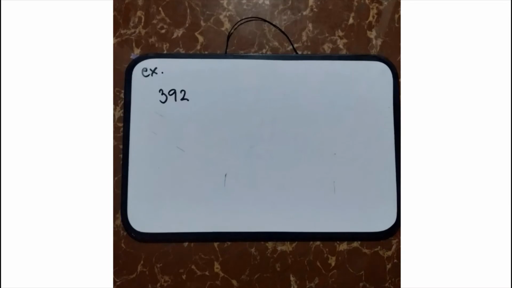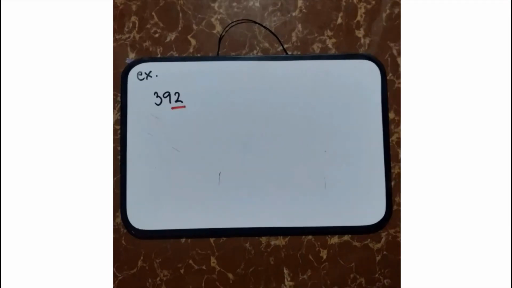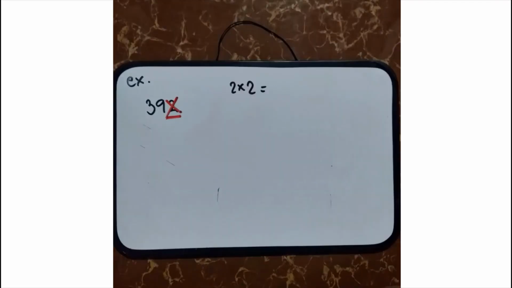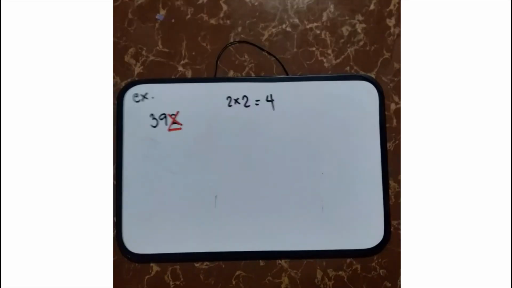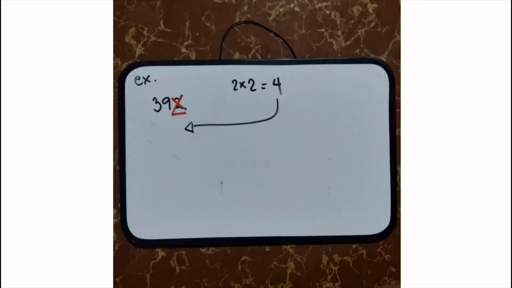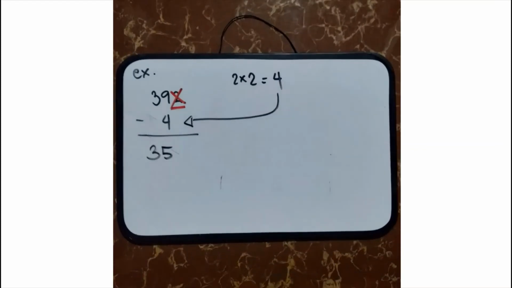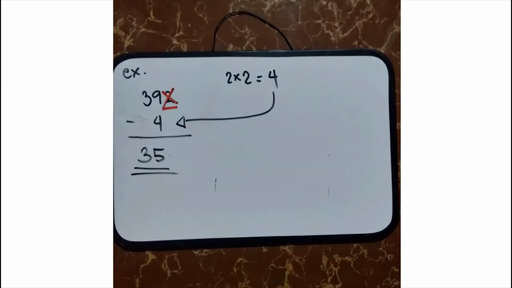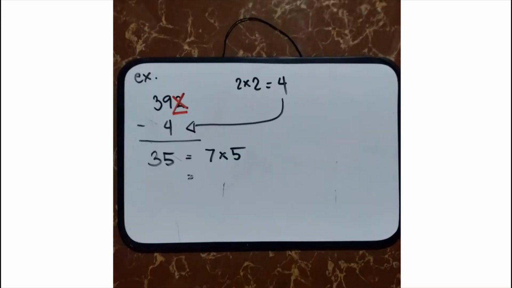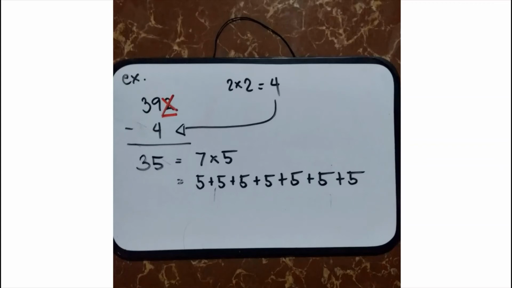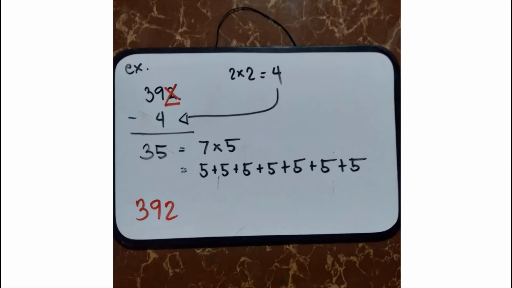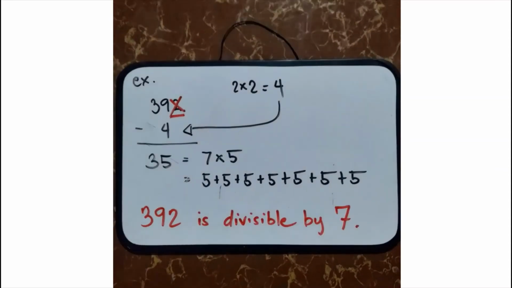392. The ones digit is 2. We'll cross it off and then double it. That's 4. Now, since we crossed off 2 from 392, we're left with 39. Then, let's take 4 and subtract it from 39. We'll get 35. Now, determine if the difference is a multiple of 7. Well, for certain, 7 times 5 or 7 fives is 35, making it a multiple of 7. So, the number 392 itself is divisible by 7.